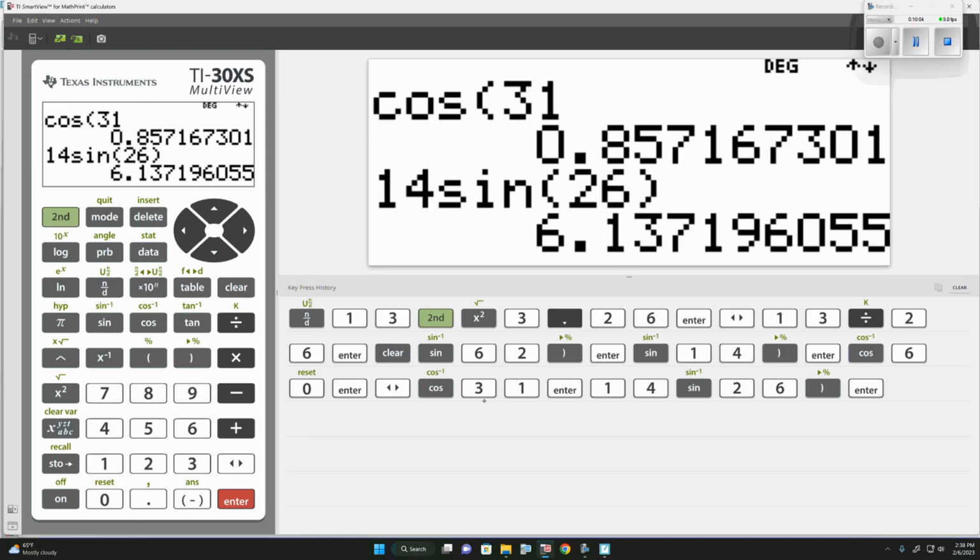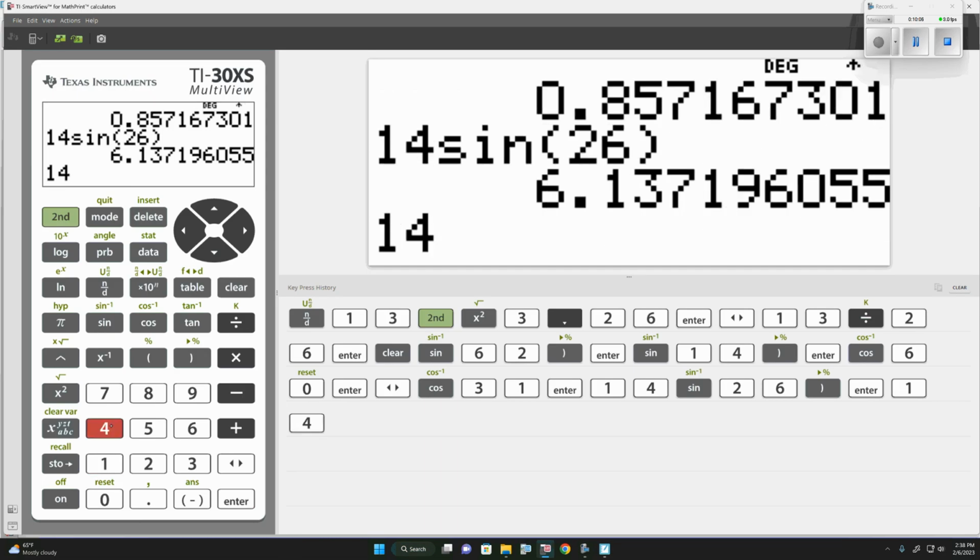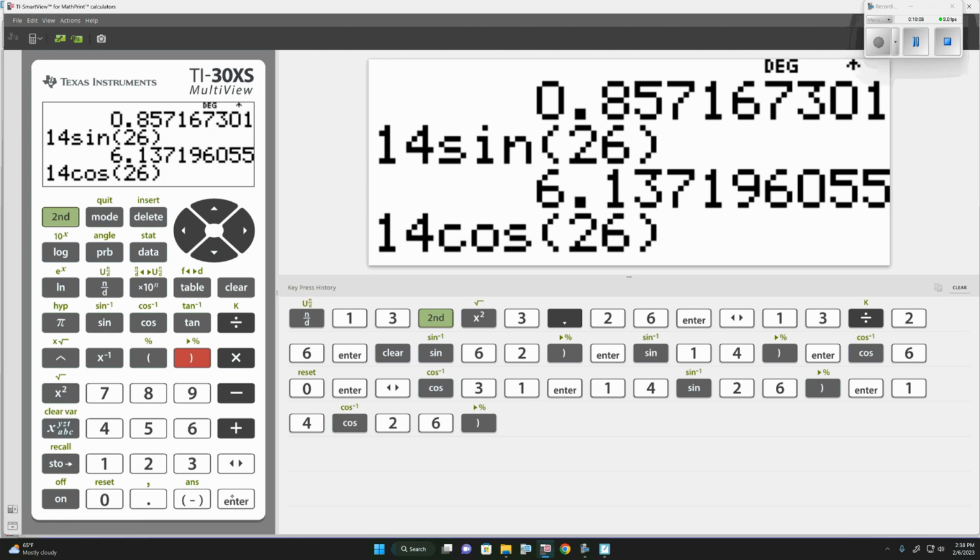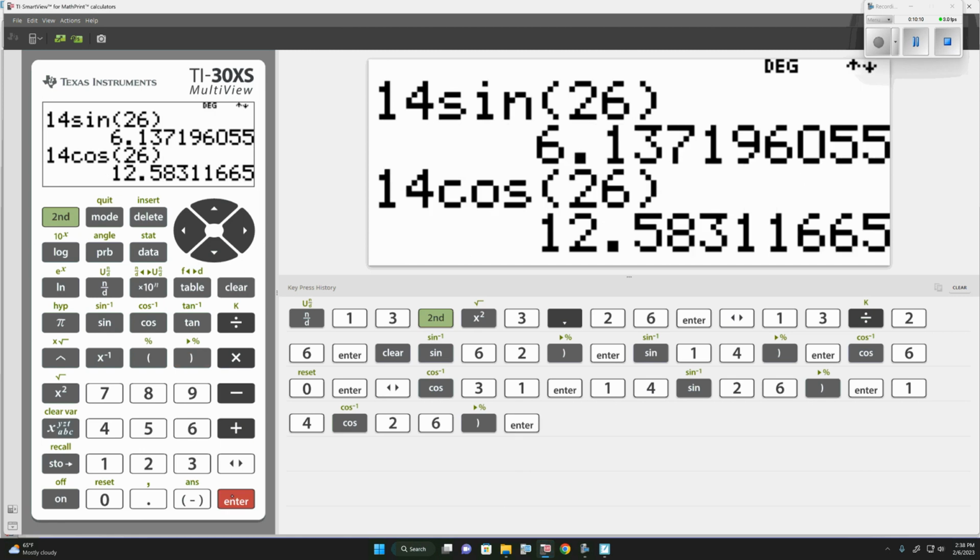And let's see what we get. 14 cosine of 26 is 12.6.